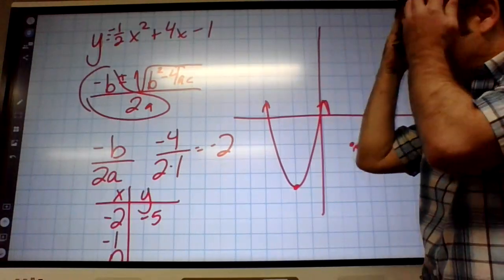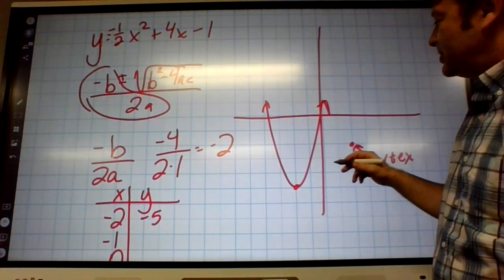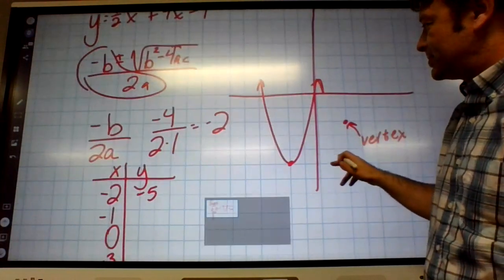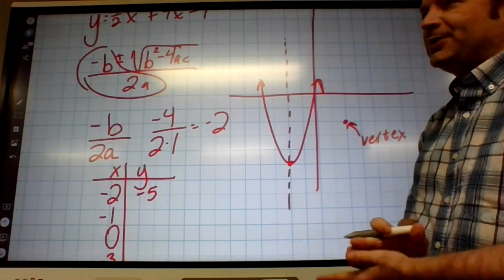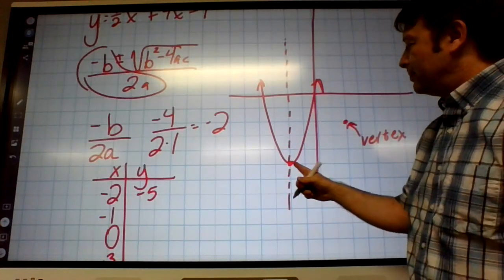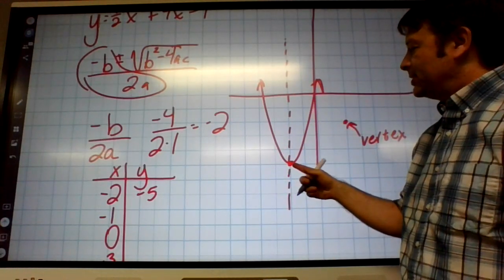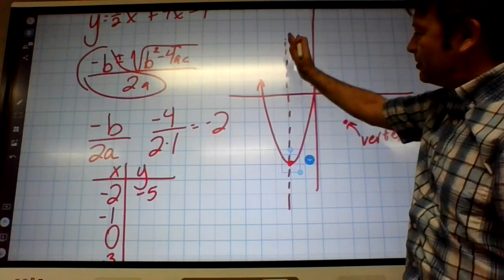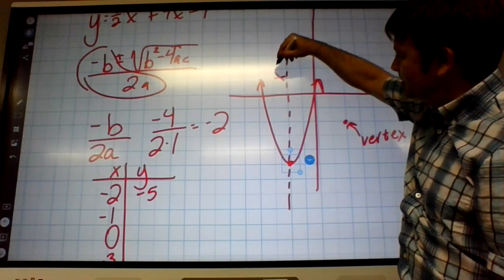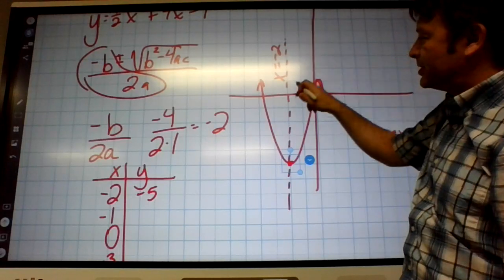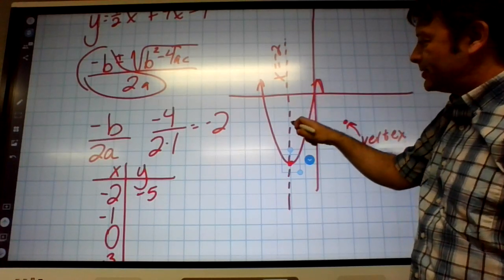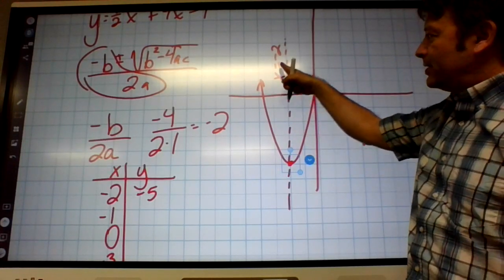All right. Do you guys know what the axis of symmetry is? The one in the middle. It cuts it right in half. An axis just means a line through the middle. It goes through the vertex. Its equation, a vertical line, has an x equals equation. This one will be x equals negative 2 because it goes through negative 2. All the x values are negative 2.